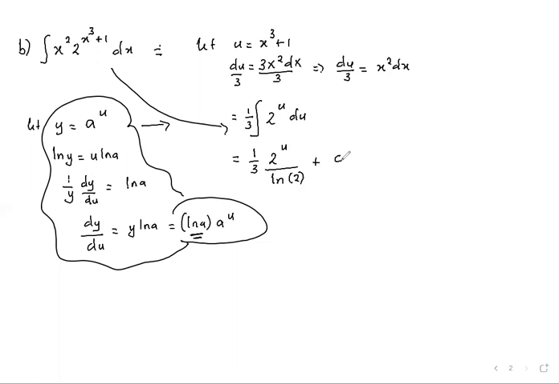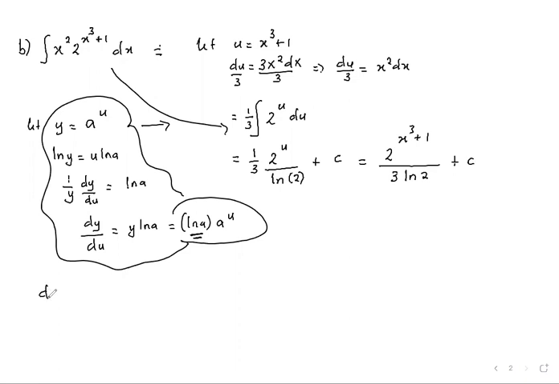Because we know what u is, we'll have 2 to the power x cubed plus 1, over 3 ln 2, plus c. Now, I'm not so sure, so let's check if that is true.